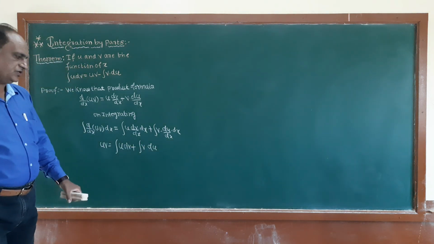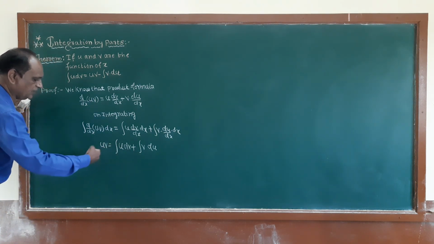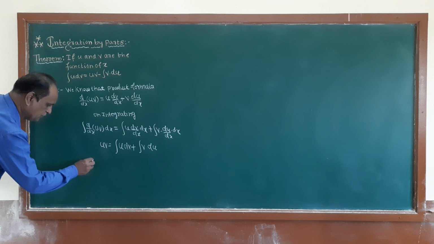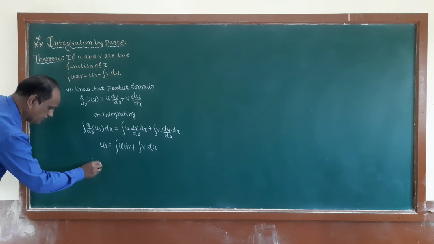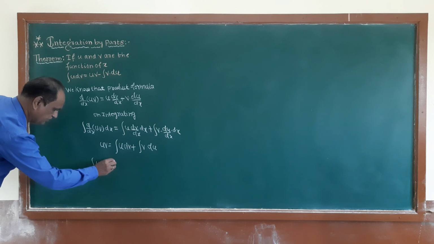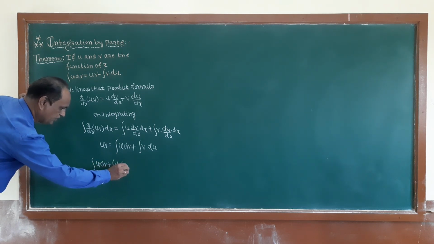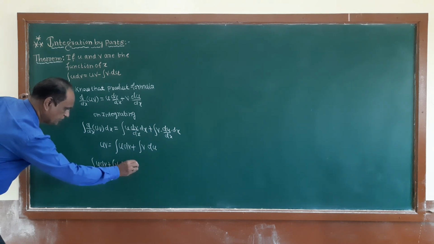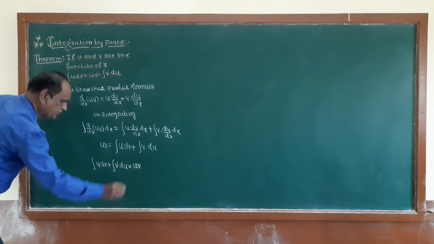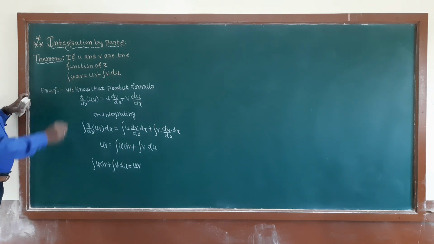Rearrange the equations. Rearrange this, starting with the LHS, write the RHS, then bring the LHS to the other side. So integral of u into dv plus integral of v into du is equal to simply u into v. So required is integral of u into dv.